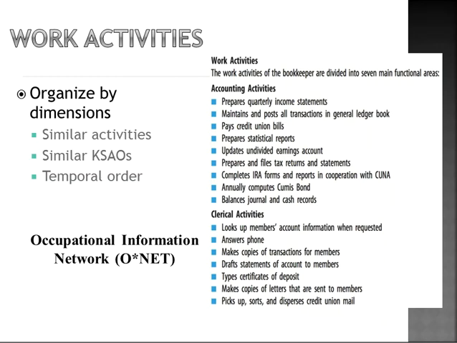So, prepares quarterly income statements, maintains and posts all transactions in the general ledger book, pays credit union bills, and looking down below, looks up members' account information when requested, answers phone, makes copies of transactions for members. So what we see here is a clear line drawn between certain types of activities: the accounting activities that the person is required to do, as well as the clerical activities. It removes any ambiguity by having these activities listed in the job description.